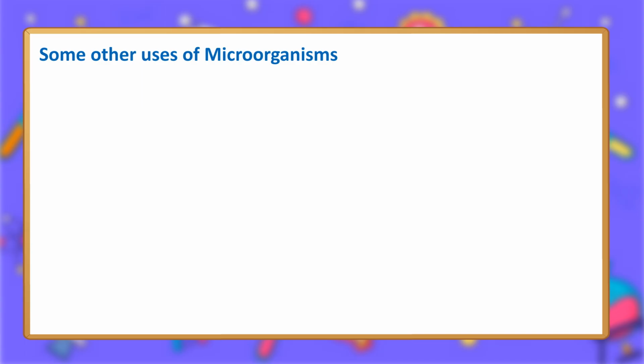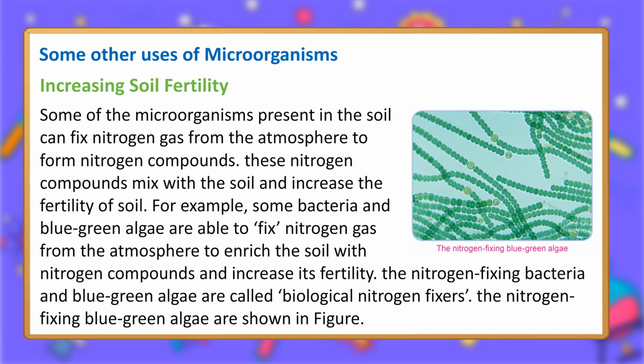Some other uses of microorganisms. Increasing soil fertility. Some of the microorganisms present in the soil can fix nitrogen gas from the atmosphere to form nitrogen compounds. These nitrogen compounds mix with the soil and increase the fertility of soil. For example, some bacteria and blue-green algae are able to fix nitrogen gas from the atmosphere to enrich the soil with nitrogen compounds and increase its fertility. The nitrogen-fixing bacteria and blue-green algae are called biological nitrogen fixers. The nitrogen-fixing blue-green algae are shown in the figure.